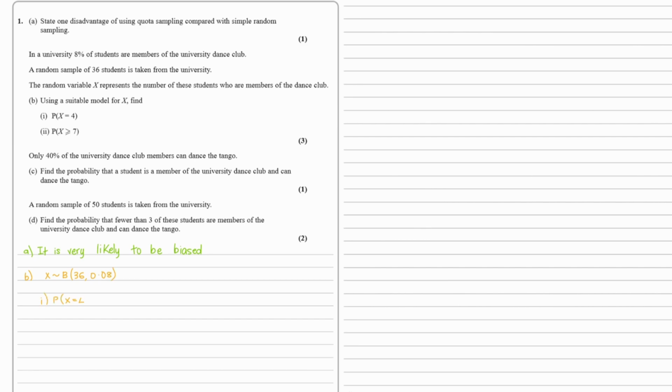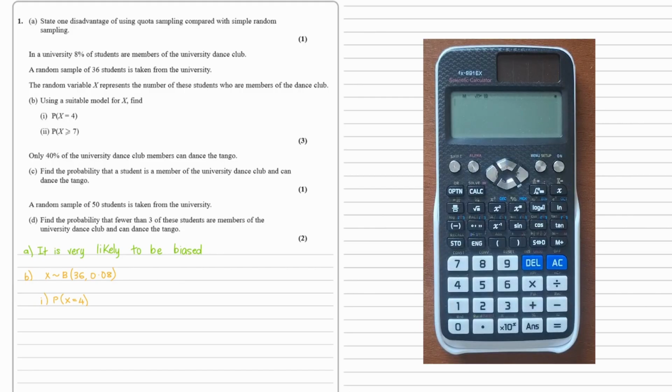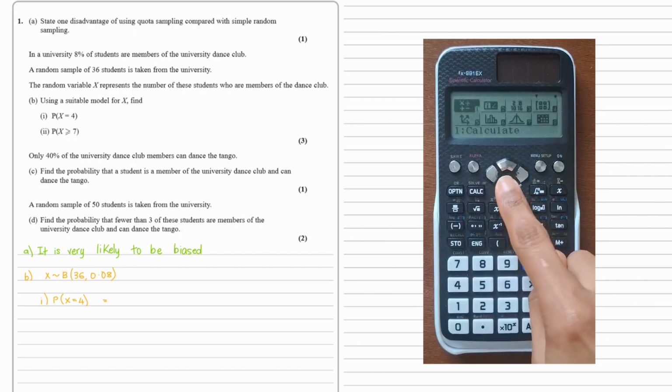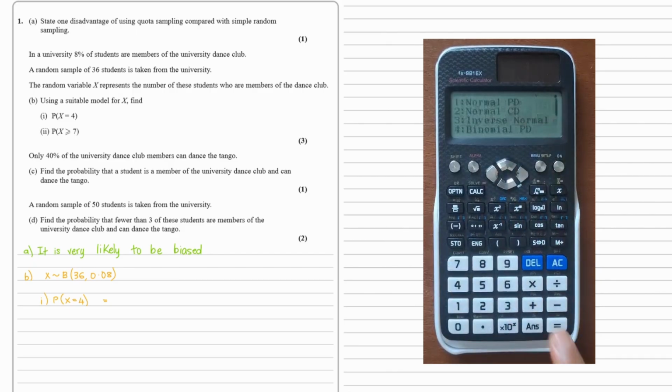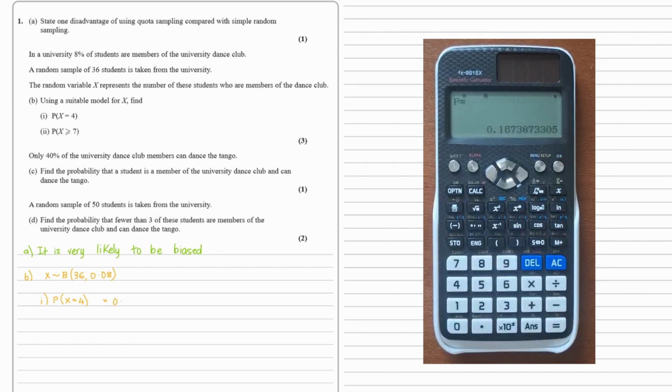For part 1, in order to find the probability that x is equal to 4, we are going to use the calculators. So on our calculators, we'll first go to Menu. We will then select 7 for distributions. We are then going to select 4 for binomial PD, and we will select 2 for variable. And we can then input the x as 4, n as 36, and p as 0.08. And this gives us an answer of 0.67.